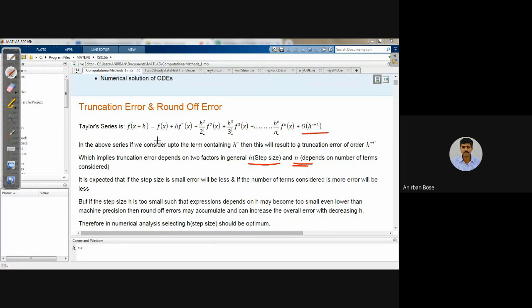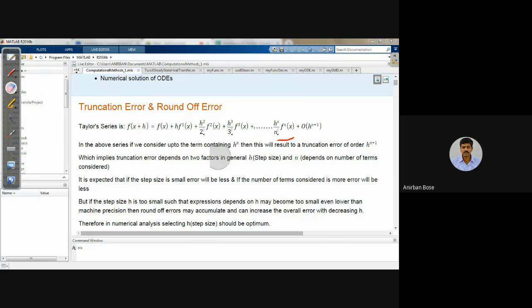So here we have considered maybe this n terms. Definitely, if you consider only 2 terms or if you consider 5 terms, the truncation error depends on the number of terms of the Taylor series. That means it depends on n. If you consider more terms, definitely the error will be less. If you consider fewer terms, say only 2 or only 3 terms, then the error will be more. So clearly the truncation error depends on n.